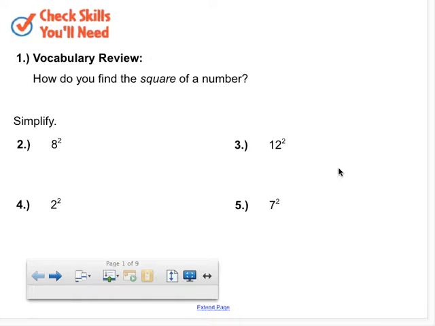Yes, Teray? You have the power of 2, which means you're multiplying the number by itself, right? So the two factors in the product are the numbers, right? So that's what it means to square something.